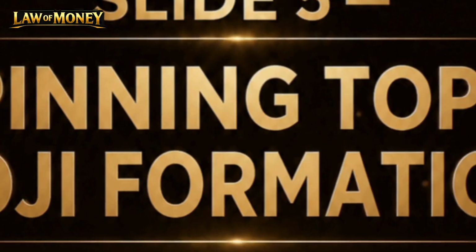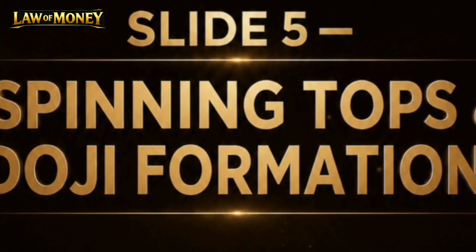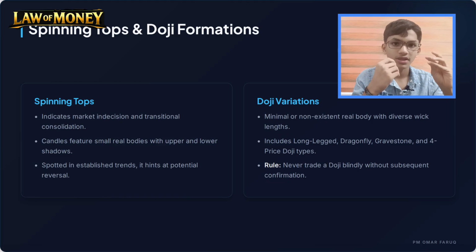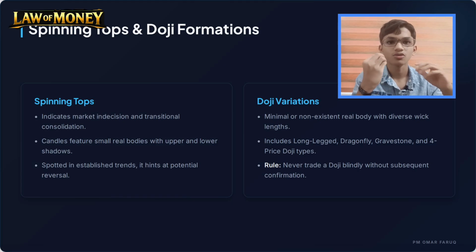Spinning tops and doji formations. Now we come to two important examples of market indecision: spinning tops and doji candles. A spinning top usually has a small real body with upper and lower shadows. This tells us that price moved in both directions, but neither buyers nor sellers were able to establish complete control. You could say the market had an argument and nobody won.